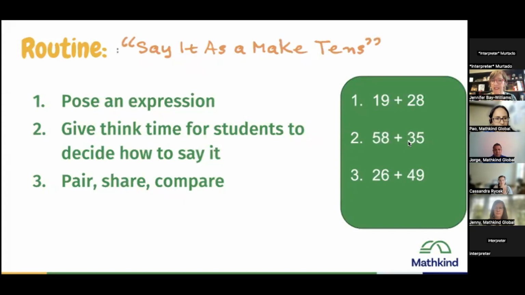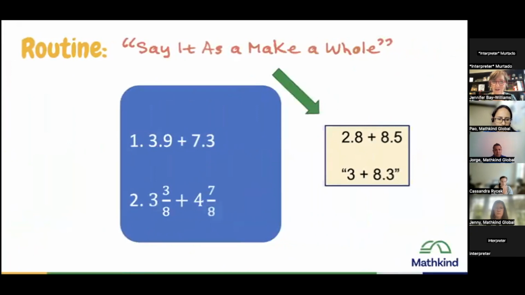They can also do these and then just talk to a partner, this pair, so they have a chance to compare and see if they did it the same way or they did it different ways. And like I said, this strategy is useful. It also is true for decimals or fractions. So this would be here 2 8/10 plus 8 5/10. I could move 2/10 over to make a whole number. And I have 3 plus 8 3/10. So then I can do the routine for decimals and for fractions.